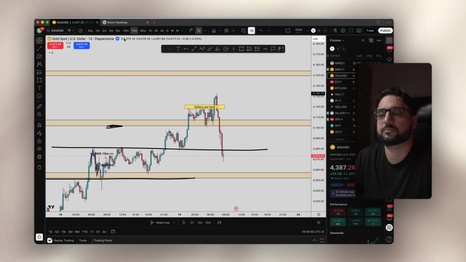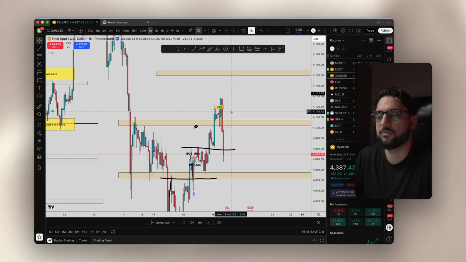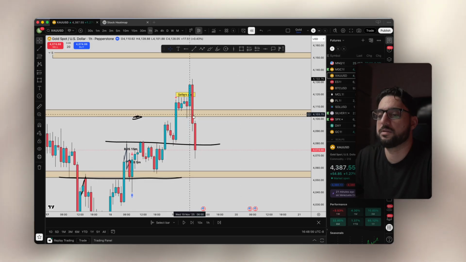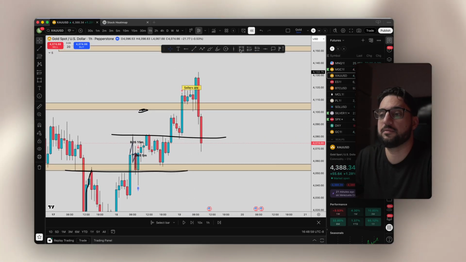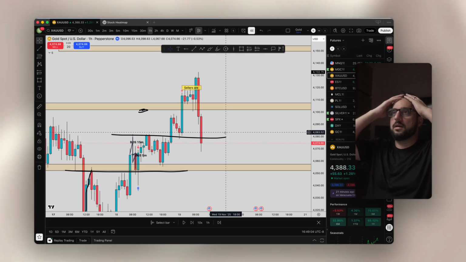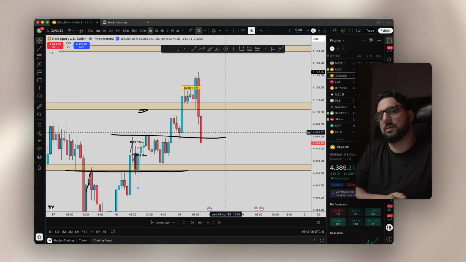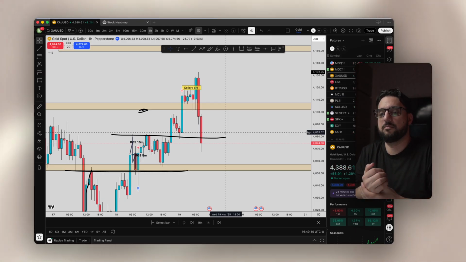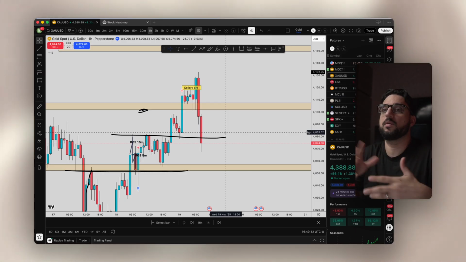So we're going to go back to the 1 hour. All right. And we're going to see that price now broke this level, this break of structure on the 1 hour. A break of structure on the 1 hour is more important than a break of structure on the 5 minute or the 15 minute, because it's really showing you where the market is going.